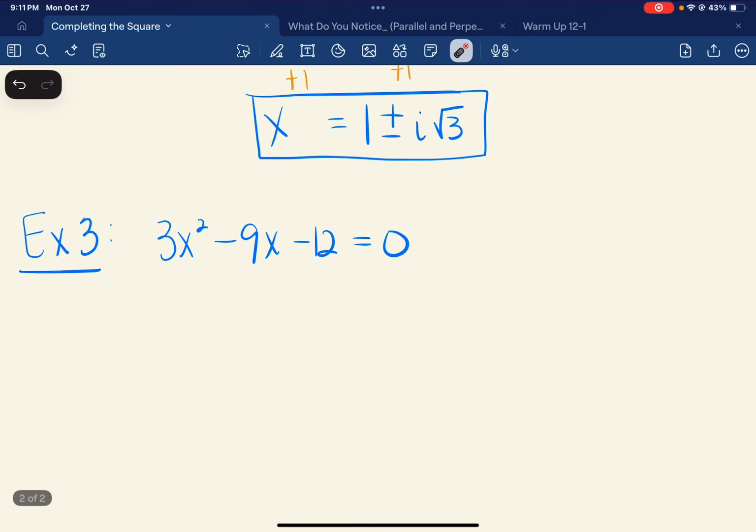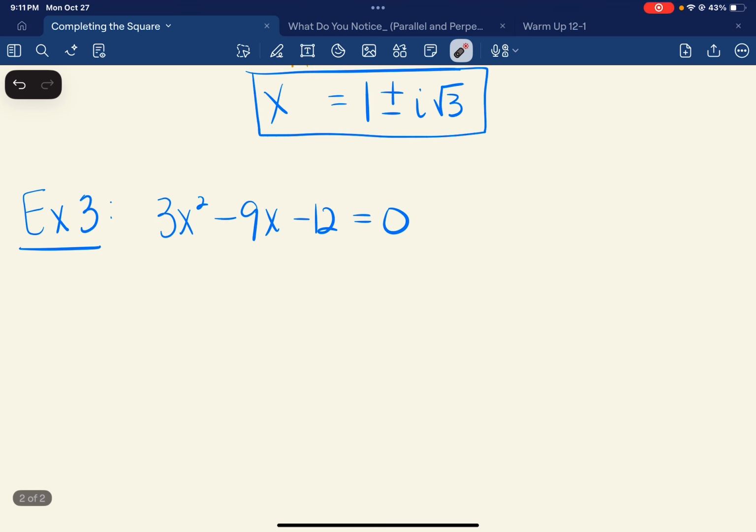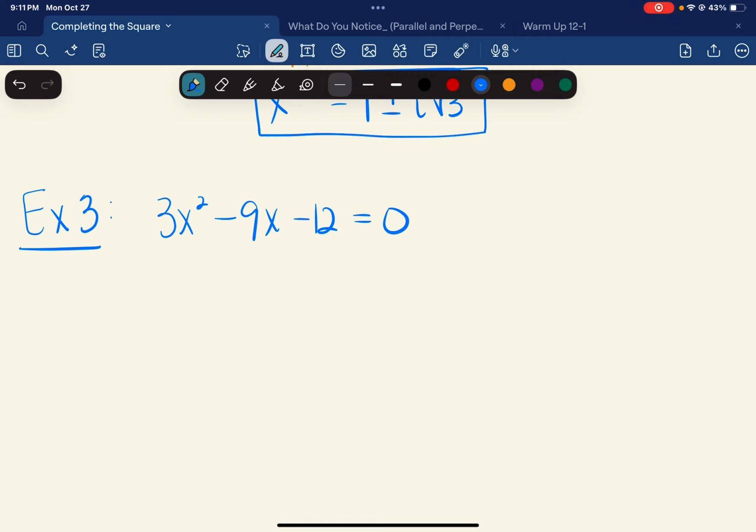All right, problem number 3. 3x squared minus 9x minus 12 equals 0. All right, so let's divide all of our terms by 3. Get our a value equal to 1. And that ends up giving us x squared minus 3x minus 4 equals 0.